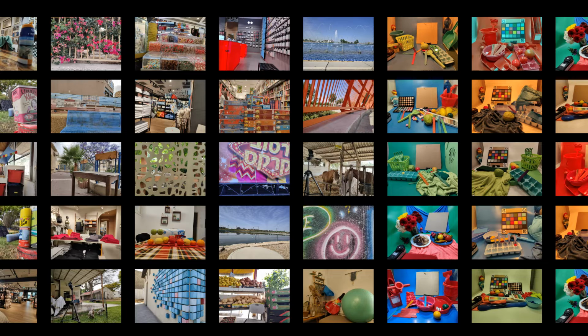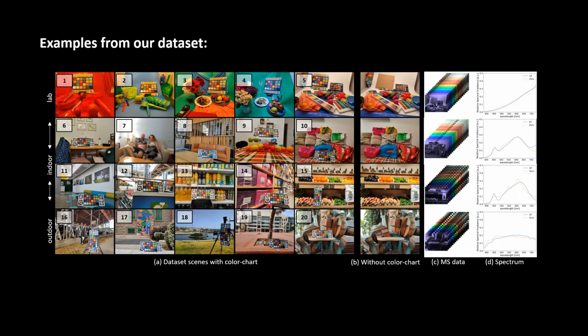Beyond RGB contains more than 1,500 scenes, of which around 500 are collected in the field and around 1,200 are collected with an automated viewing booth. Each scene was captured once with a color chart and once without a color chart, with Android mobile RGB camera and with a multispectral camera. Here you can see examples from our dataset.